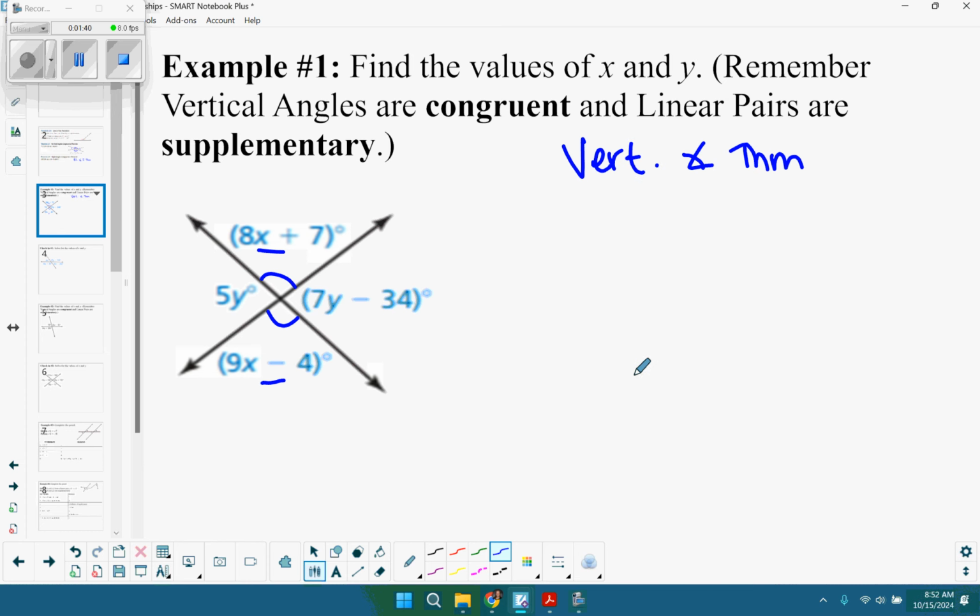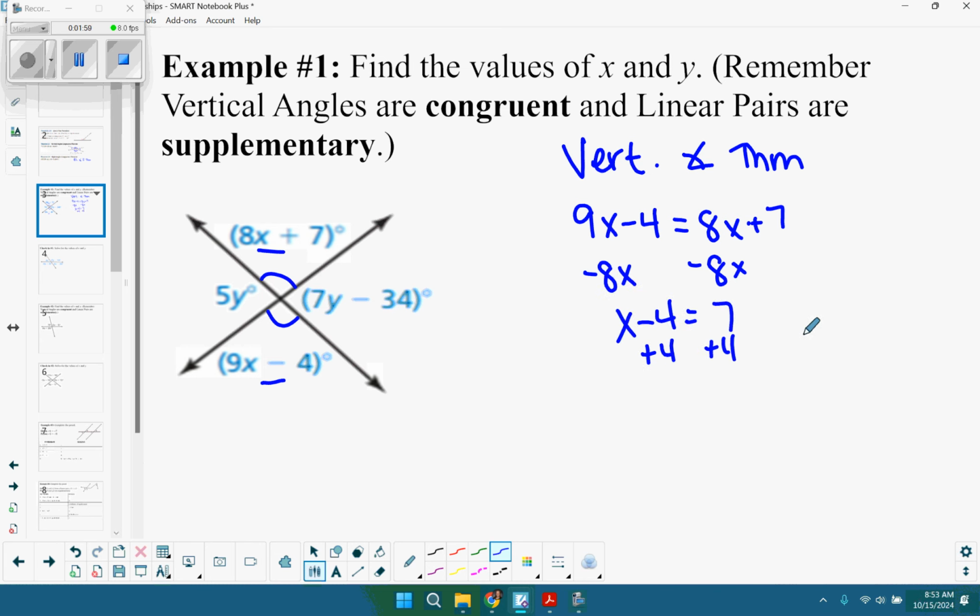It helps to explain what you're doing so you know why you're doing what you're doing. And the vertical angle theorem, since they're congruent, we can set 9x minus 4 equal to 8x plus 7. So if I take away 8x and add 4, I get x equals 11.